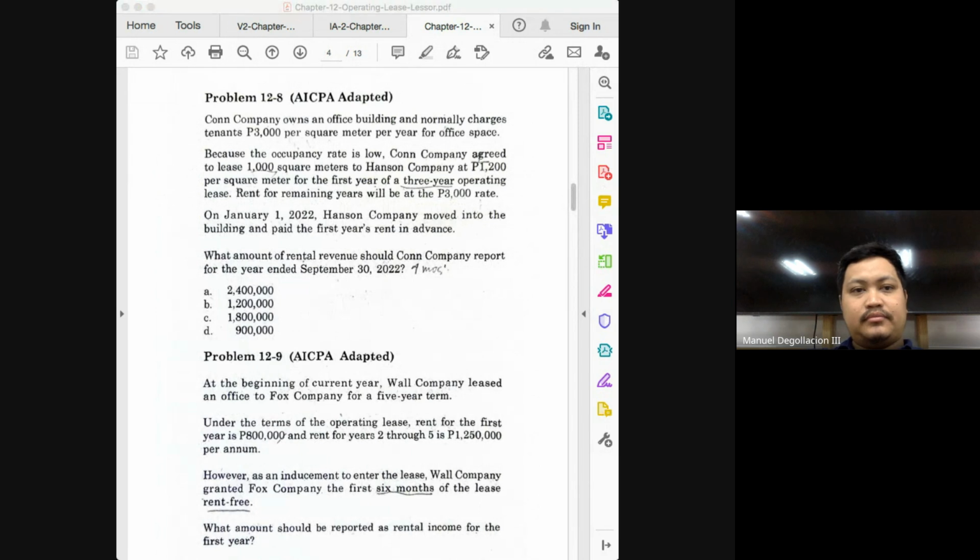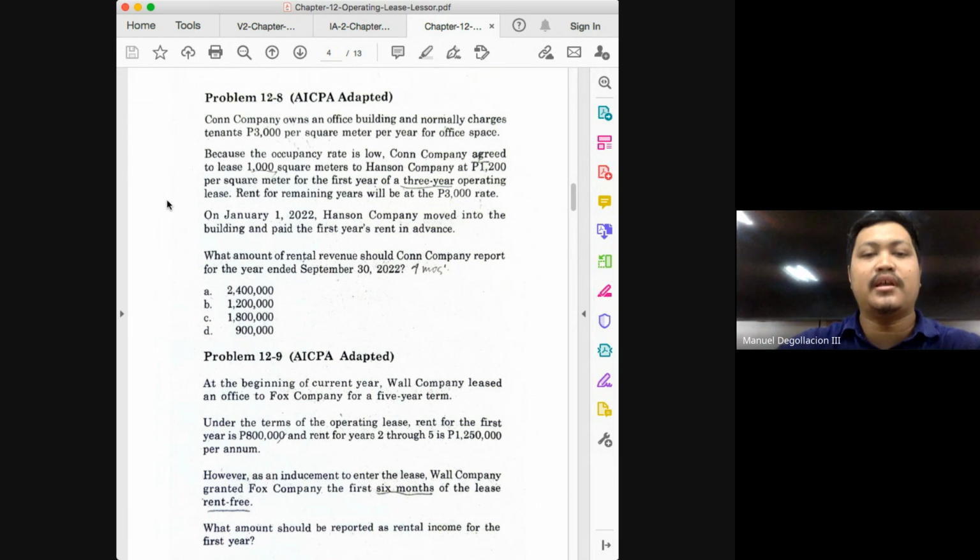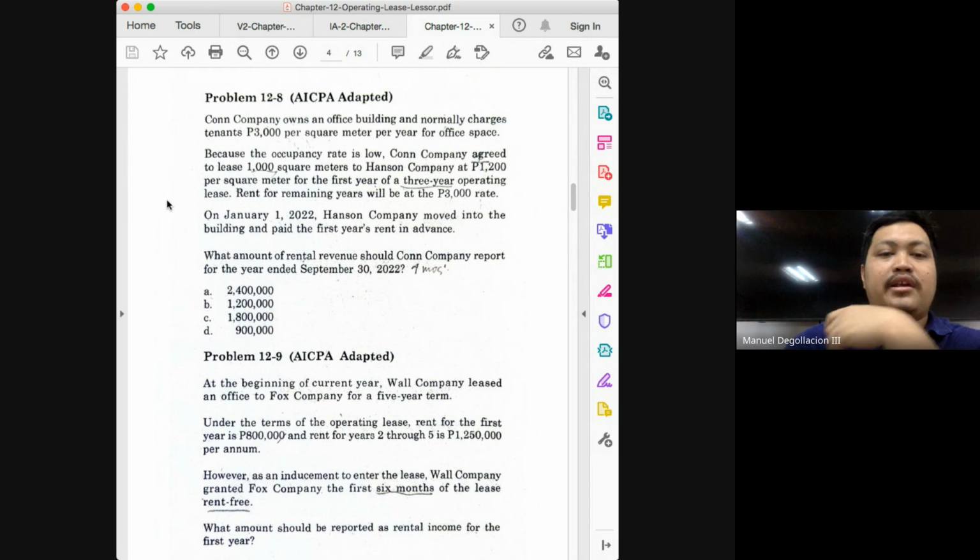12-8. The company owns an office building and normally charges tenants 3,000 per square meter per year for office space. Because the occupancy rate is low, the company agreed to lease 1,000 square meters at 1,200 per square meter for the first year of a 3-year operating lease. Rent for remaining years will be at 3,000. So if you'll be asked how much will you receive for the first year, you will receive 1,200,000. Where did you get 1,200,000? 1,200 per square meter times 1,000 square meters.